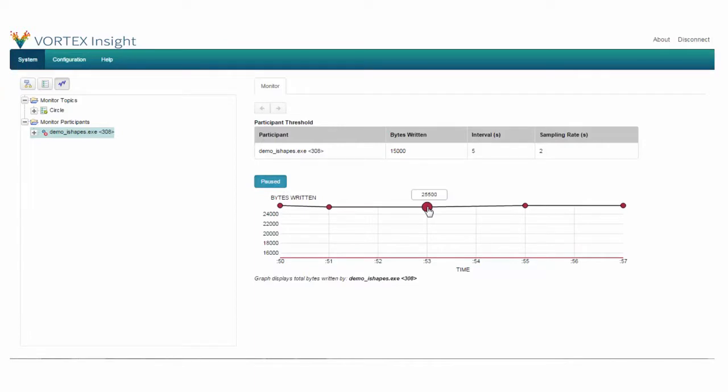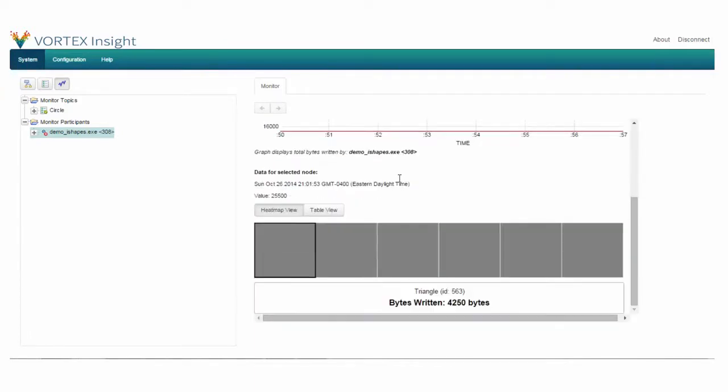Whenever we encounter the threshold violation, we can pause the graph and look at the actual data. By clicking on the corresponding data point, we can see detailed information about the time the sample was recorded, the actual total traffic load value, as well as a breakdown of the contribution of the involved entities, in this case writers, in form of a heatmap view or a table view.